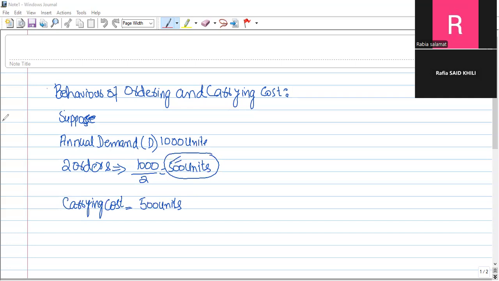Now, if I change our policy and decide to order four times in a year, four orders in a year, what is the order quantity in one order? Now we order 250 units in one order. So now how many units do you have to carry? Carrying cost of how many units? You have to carry 250 units.